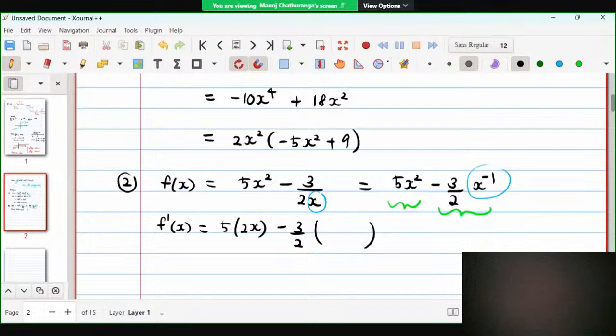So the power rule applies here. The power rule says derivative of x to the power n means bring the exponent to front, subtract 1 from the exponent. This is how it works for any power n. So let's take this power, negative 1, bring it to front, subtract 1 from the existing power. Negative 1 minus 1 is negative 2.